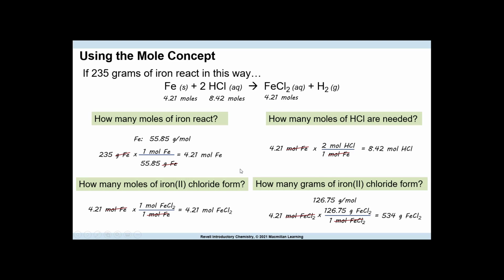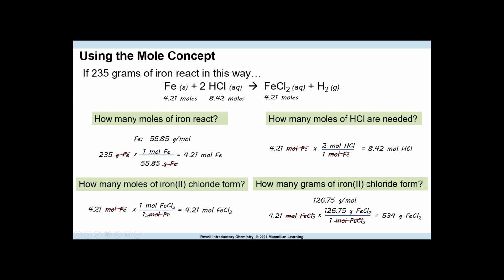Question 3, how many moles of iron 2 chloride form in this reaction? So now we're looking at the product side. In the balanced equation, there is 1 mole of iron 2 chloride per 1 mole of iron. Therefore, the moles of iron 2 chloride produced are the same as the moles of iron. So what it's saying is that if there's 4.21 moles here, there has to be 4.21 moles here.